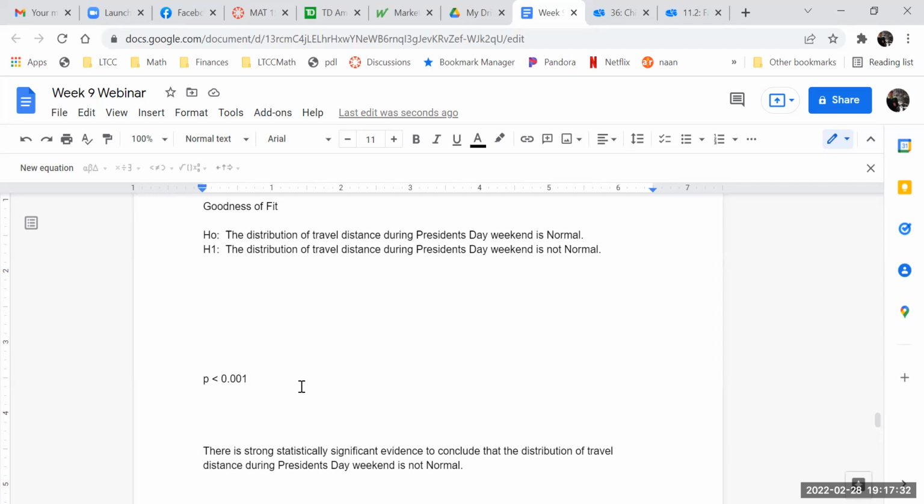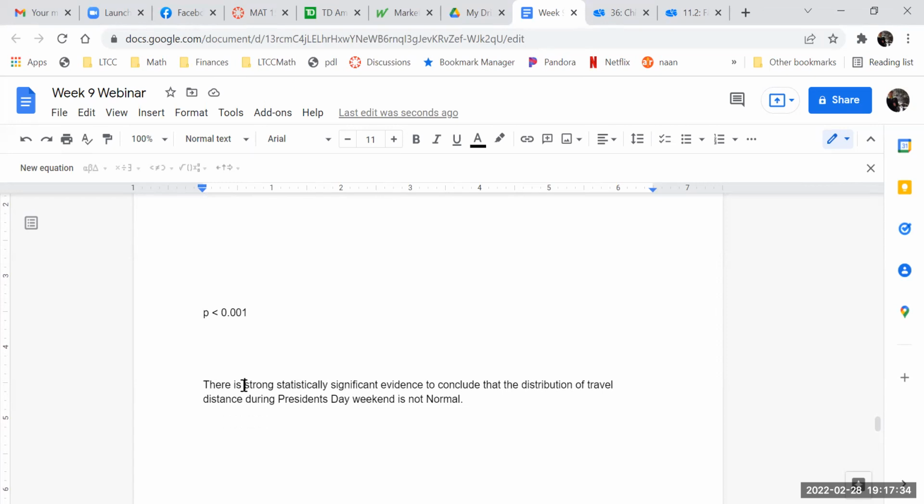Any questions on that? Okay, so then we can make our conclusion. And there is, I'm going to even emphasize it more, very strong, because that's a tiny, tiny p-value. Strong statistically significant evidence to conclude that the distribution of travel distance during President's Day weekend is not normal. Any questions? Any questions on this goodness of fit test? Okay, so we tested to see if it was normal or not.